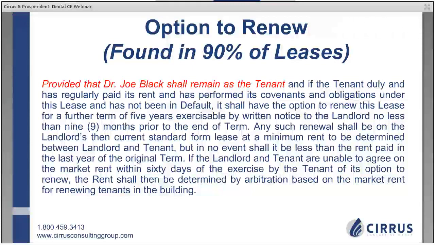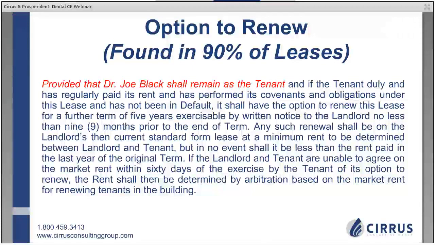First and foremost, it will generally stipulate that, provided that Dr. Joe Black shall remain as the tenant. What this essentially implies is that the renewal option is non-transferable. It is actually personal to Dr. Joe Black. Now, some of you may notice in your lease agreement it will specifically mention you, that the renewal option is personal to you.